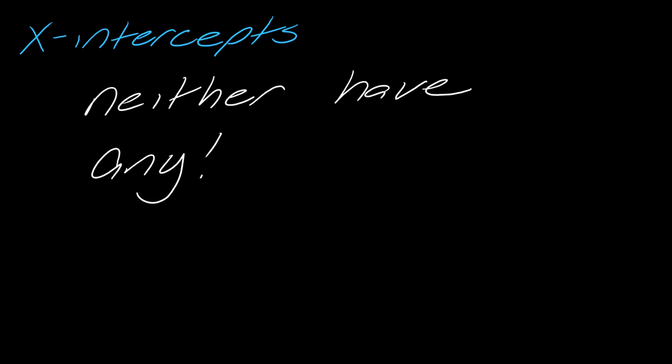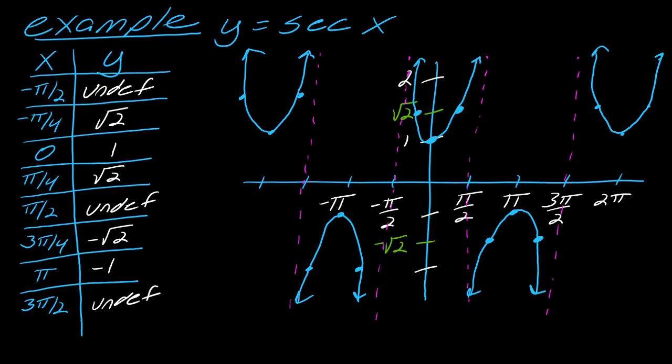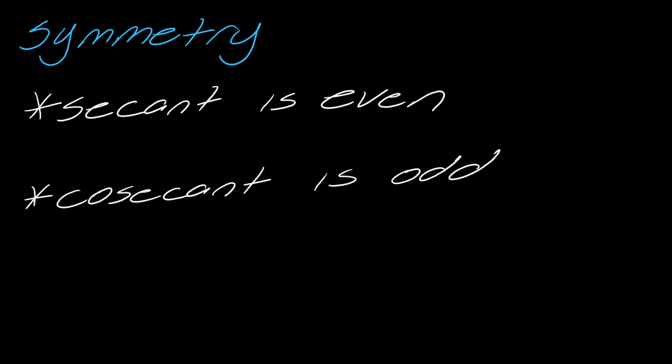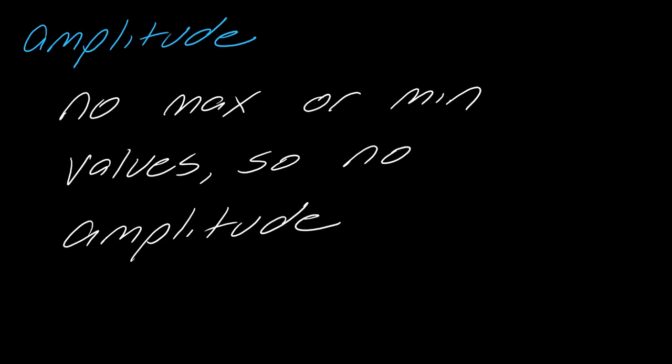Now, notice neither one of these graphs have any x-intercepts, right? They never cross the x-axis. So no x-intercepts, so that's kind of cool. And then just to mention symmetry, because I've talked about it in some of my other videos, secant is even, cosecant is odd. Neither graph has amplitude because they do not have minimum or maximum values.